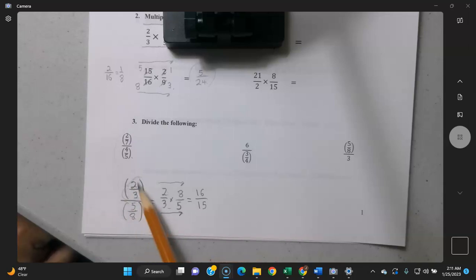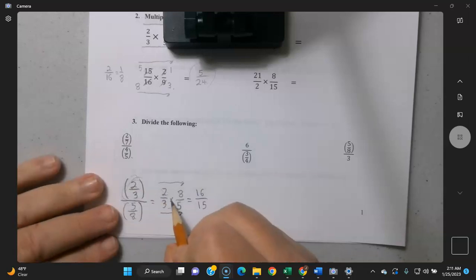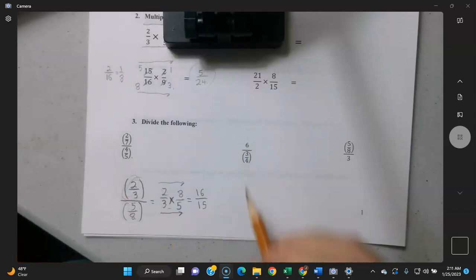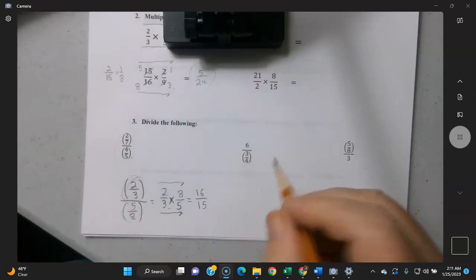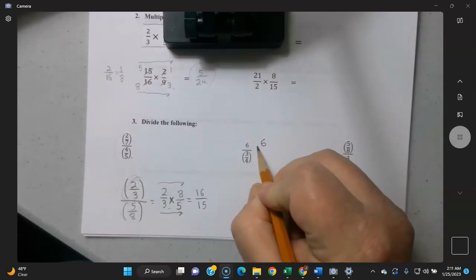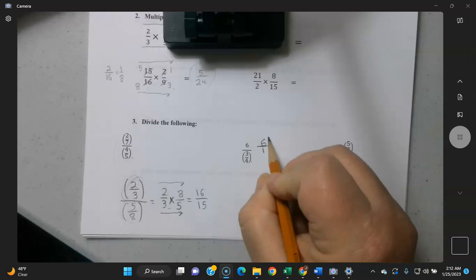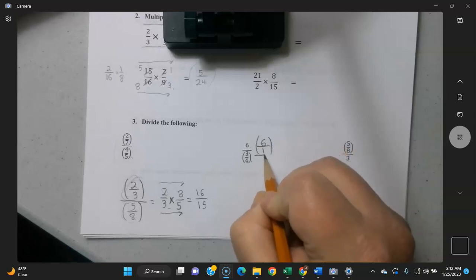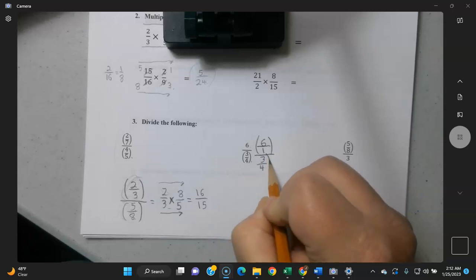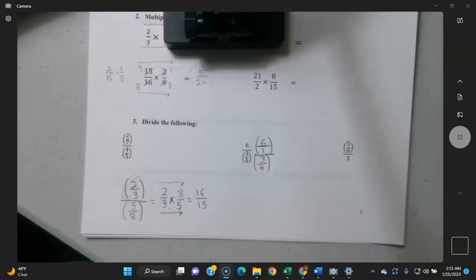Some of you have heard the expression, keep change flip. Anyway, leave the top alone, flip the bottom, and multiply, okay? Now, in this situation, you have a whole number and a fraction. You turn the whole number into a fraction, so it's one additional step. We're going to turn that into a fraction by making it 6 over 1, so now it's a fraction. And then we're going to leave this fraction like this initially, right away. Okay, so first do that step.